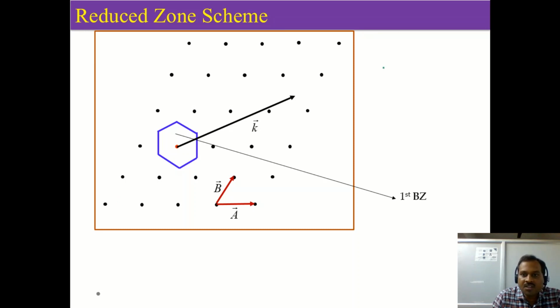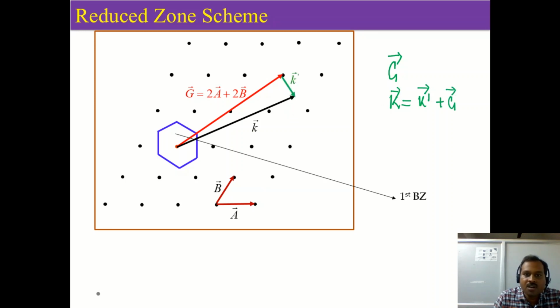For that we have to take the help of a reciprocal lattice vector g, and in this case we can take the lattice vector g in this manner. So this is a, this is b. If I move 2 steps along the b direction and 2 steps along the a direction, then I can generate this vector g in this case. And remember, the relation is k is equal to k prime plus g. So through ordinary vector addition, the vector k prime can be represented by this.